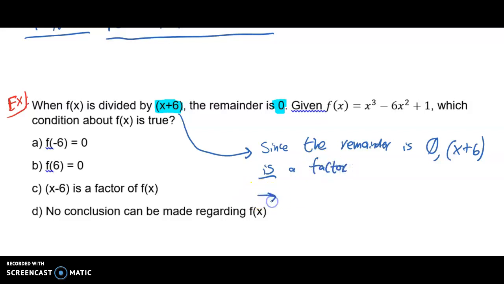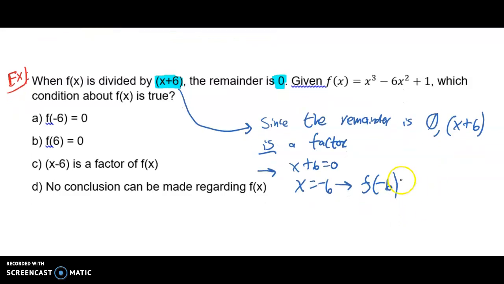Further, I've got x plus 6. Let's set this to 0. Subtract 6, negative 6. So I know that when I plug in this negative 6, my output is the remainder. And then they tell us that the remainder is 0. So I know that f of negative 6 is 0.